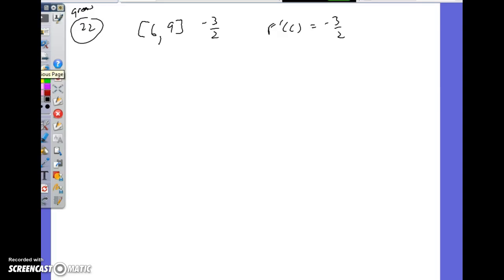We said that the average, this was green 22, right? They said the average is -3/2. The instantaneous is never -3/2, but it has to be. Mean value theorem says if it's continuous and differentiable, at one place the average has to equal the instantaneous. So what does that tell me about the function? It is not continuous or not differentiable. If it's not continuous, it's not differentiable. Got it? Okay, so that's green 22.